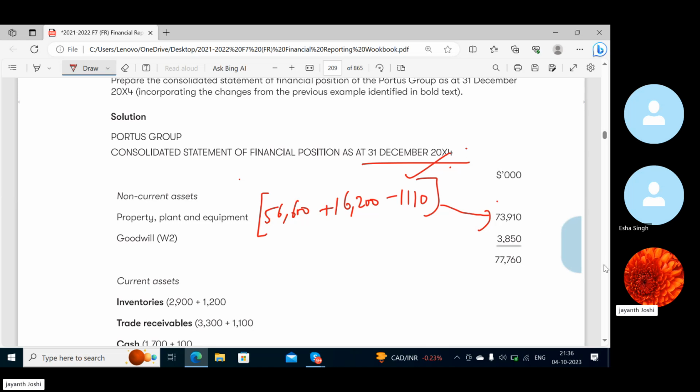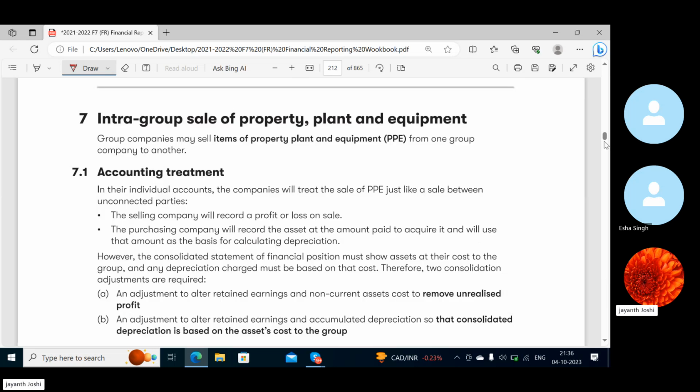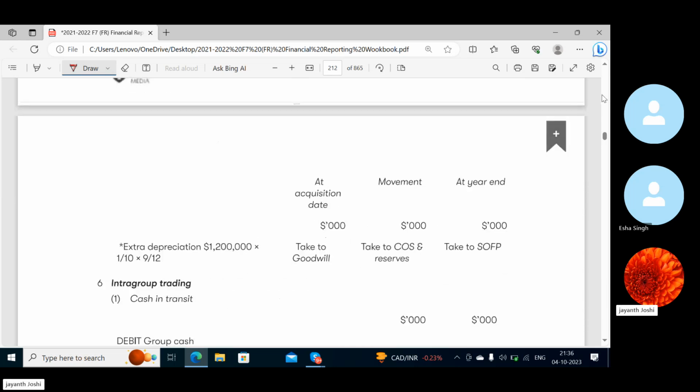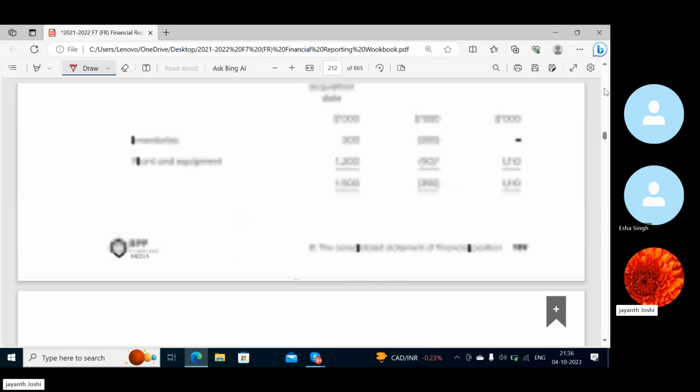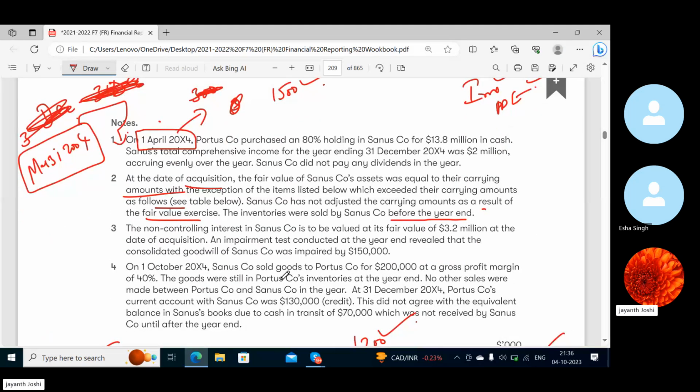Did anyone not understand this excess depreciation? I am ready to explain once again. If you did not get it, tell me, and I'll explain once again. Extra depreciation is the movement, right? What has been told about the depreciation? What is the life of the asset? The life is given here.